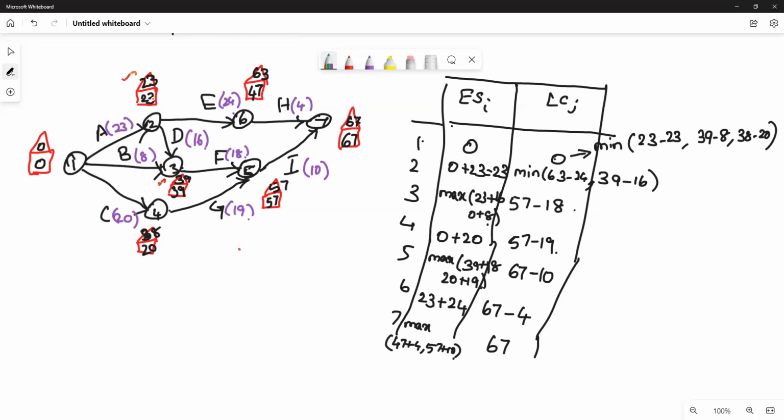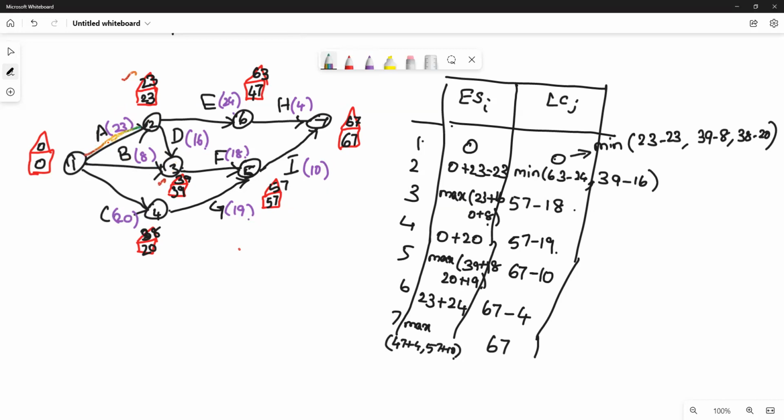Where you have equal square and triangle, in that case you have to check whether you subtract duration, you are getting the previous node earlier starting time. So 23 minus 23, 0. Yes, for this you are getting. But here 39 minus 8 is not 0. Same way, latest completion. 39 minus 8 is not 0. So you cannot take this path. So I am selecting this path.